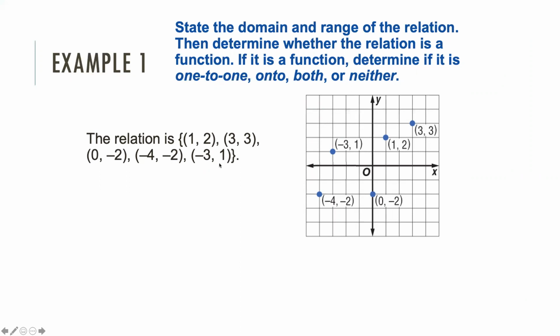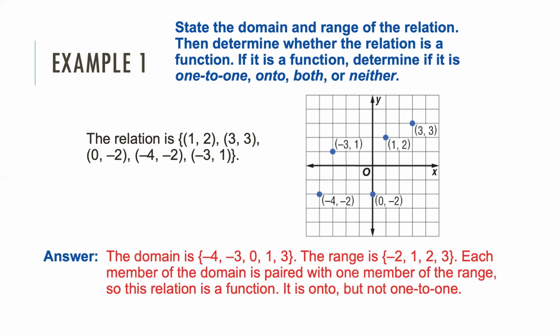So when we're looking at this to see if it's going to be onto or one-to-one, if it's a function or not, the first thing we're going to check is our x values. So I have 1, 3, 0, negative 4, and negative 3. Since none of the x values repeat, it's automatically a function. We don't have to worry about that. And then to check if it's onto, we're just going to see if they have any of the same y values. And we see that they do have the same y values of negative 2. So it is onto, but it is not one-to-one, because not every x value has a unique y value.